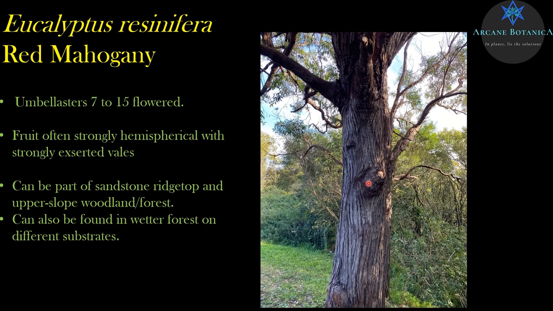And that's this guy. So just another shot of the trunk there. It does look very stringy. Umbels of 7 to 15 flowers. The fruit has very strongly exserted valves. I've got a few typos in this one. And strongly hemispherical. We'll have a look at that in a second.